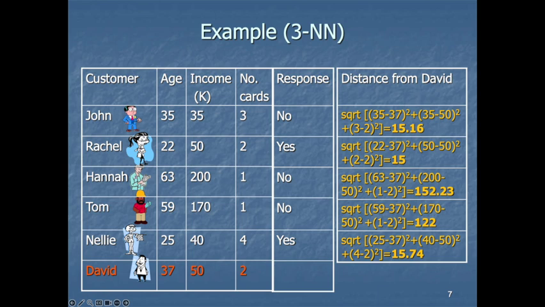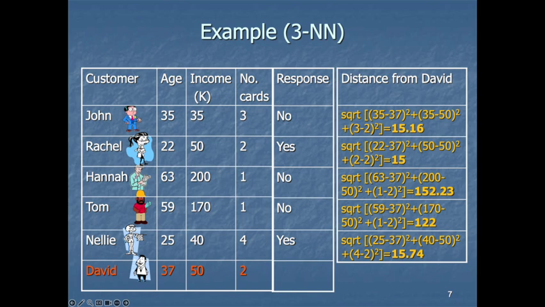And so now what we have to do is to check the distances of John and Rachel. Actually, I marked all of them in bold, sorry. But the closest neighbors are John. The three closest neighbors are John, Rachel, and Nellie.